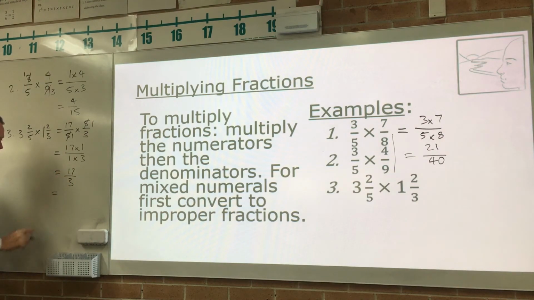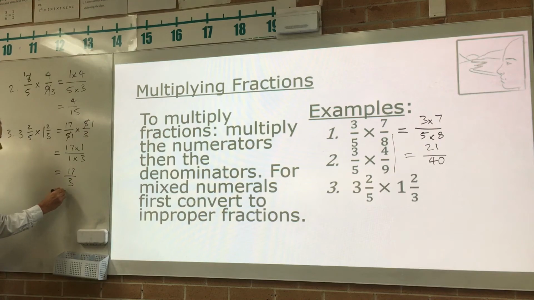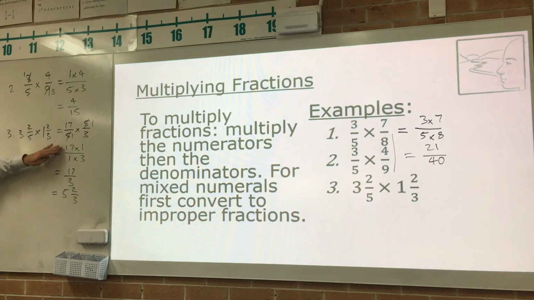I like to put it back into a mixed numeral. So 3 goes into 17 5 times with 2 left over. 5 2/3. I would much rather multiply by 1 than by 5. So that's why I simplify first, if I can.